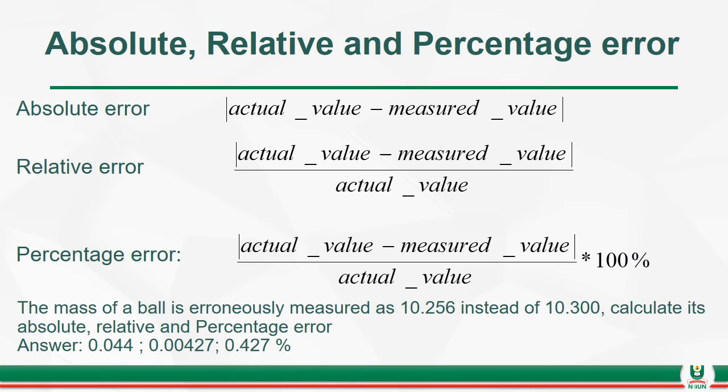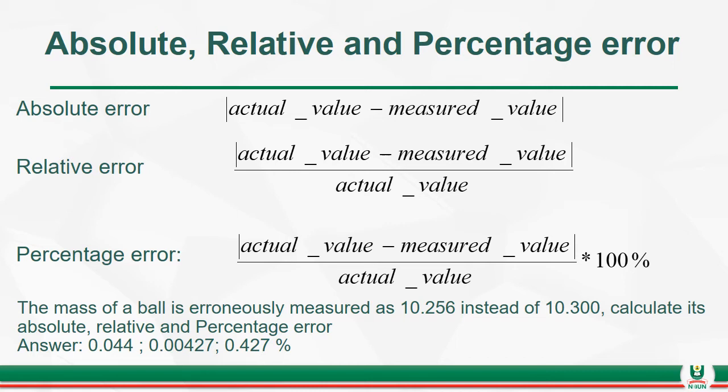Then we move to absolute error. Absolute error is the difference between the measured value and the actual value. For example, I may erroneously measure the mass of a ball to be 10.256 instead of 10.300. The absolute error here is 10.300 minus 10.256. And that gives me 0.044. That is the absolute error here.